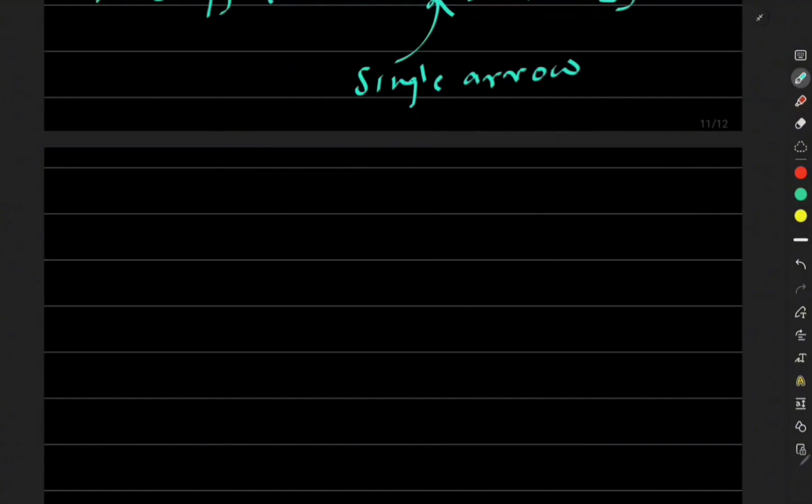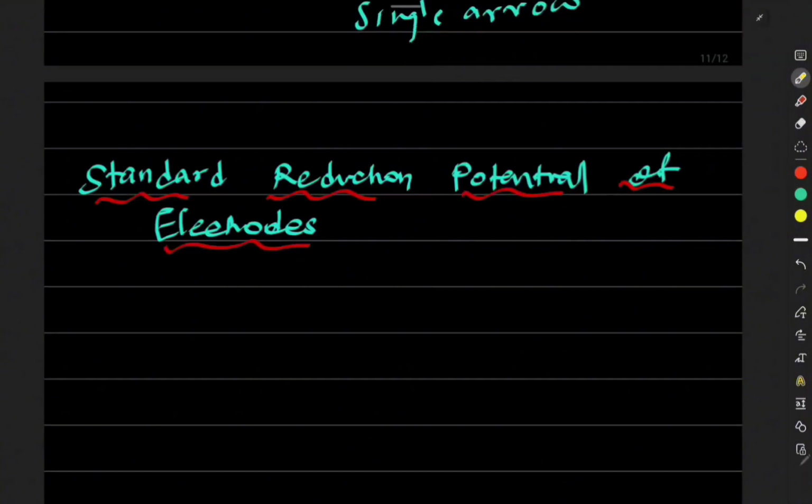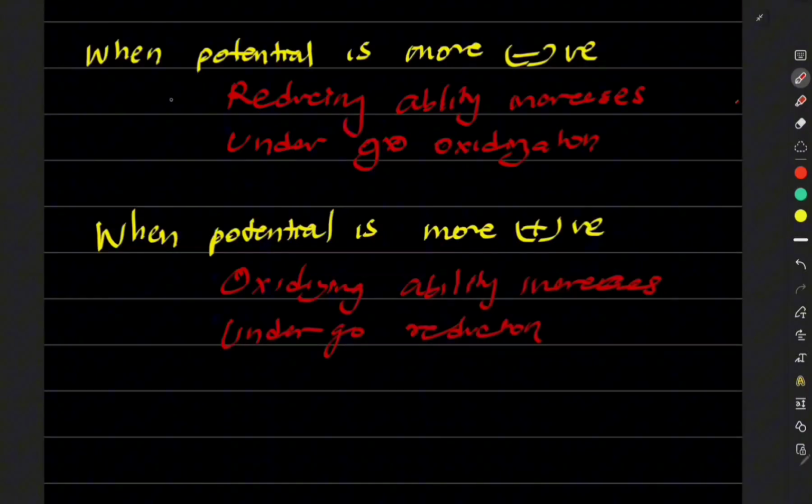Now let's consider the standard reduction potential of elements, electrodes. When the potential is more negative, the reducing ability increases, and they undergo oxidization. When the potential is more positive, the oxidizing ability increases and they undergo reduction.